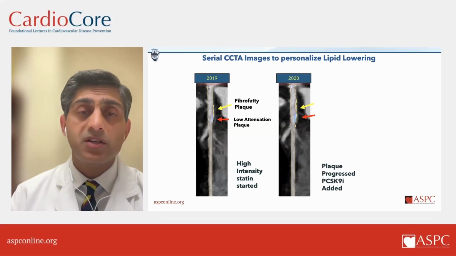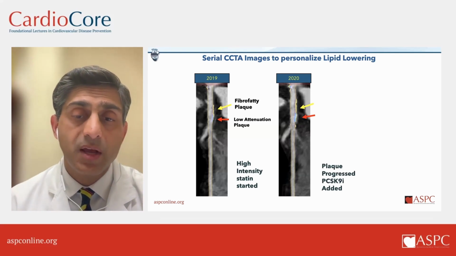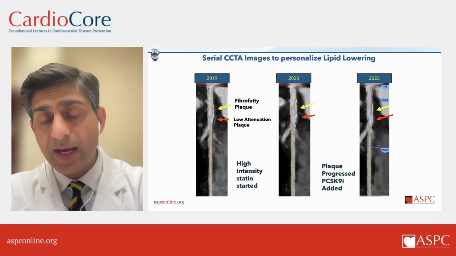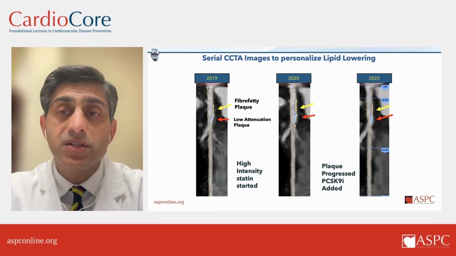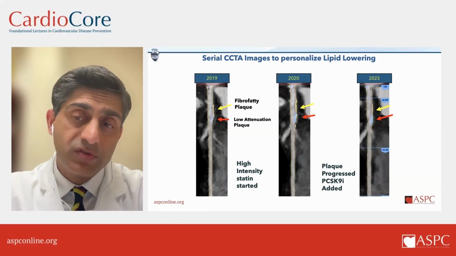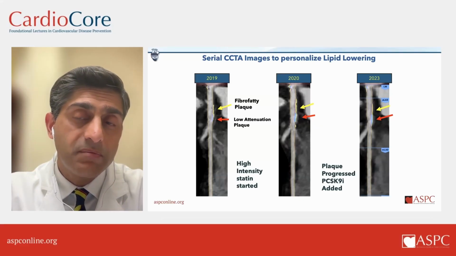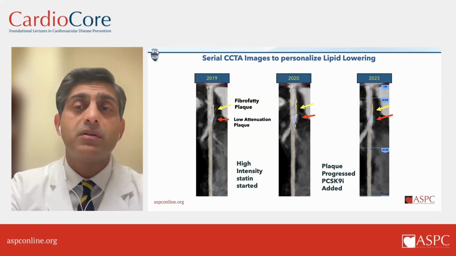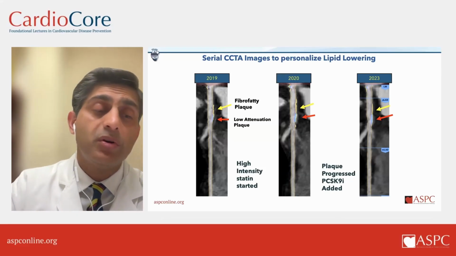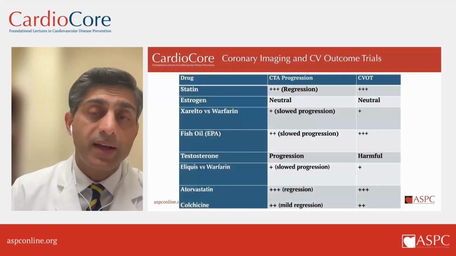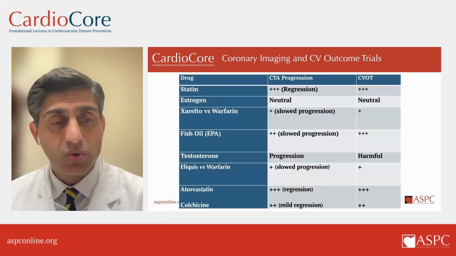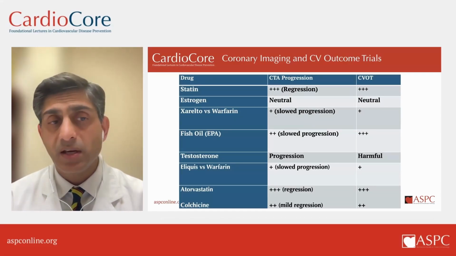Now, I think this is where you have to personalize the medicine. Plaque progression was seen and PCSK9 was added, and you can see some stabilization of that plaque 4 years from the prior CTA. I just think those are important examples of showing what aggressive medical therapy can do above and beyond simply looking at guidelines. Now, I do like this slide because it talks about what we know about CTA progression.